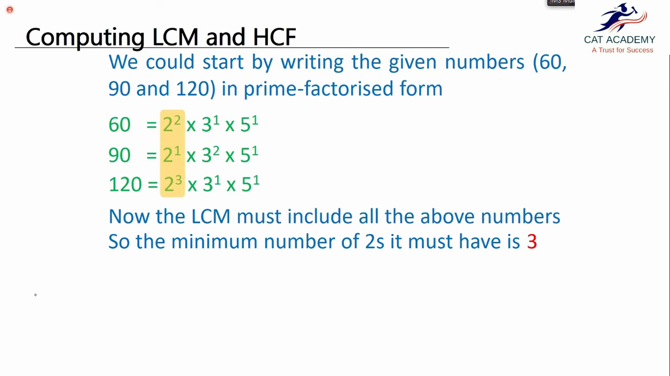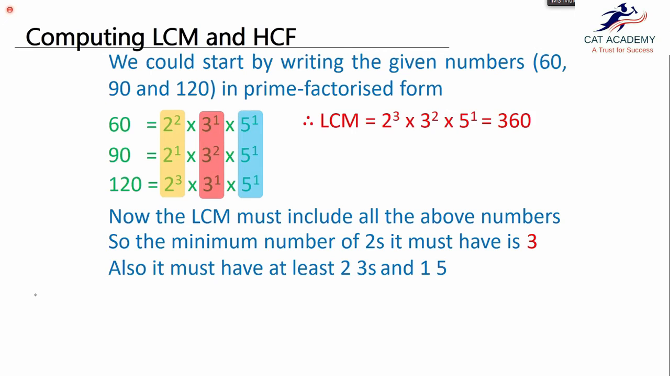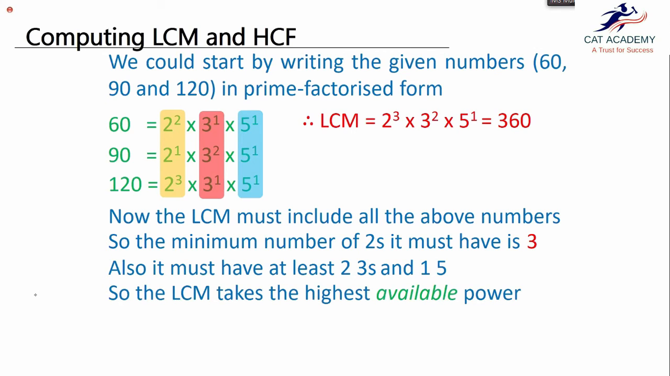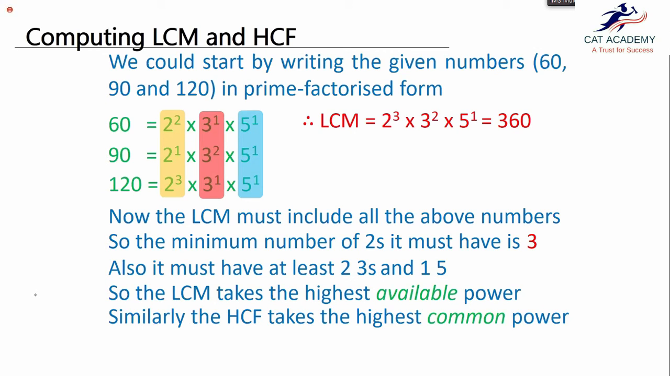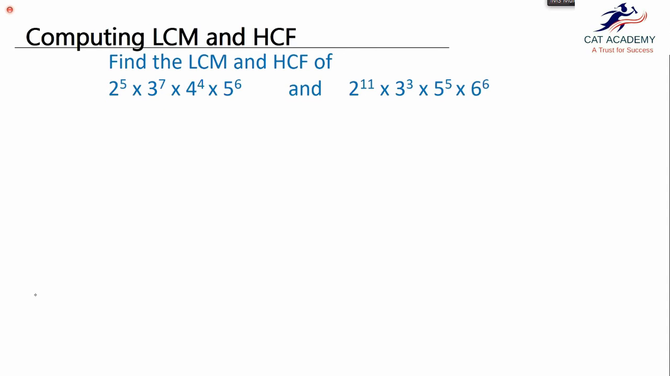So minimum 2s that I must have is 3, minimum 3s that I must have is 2, and minimum 5s that I must have is 1. So my LCM is this. And similarly, HCF takes highest common power, that is this. Okay? Clear everyone? How did we calculate this? So let's try again with a few more examples.